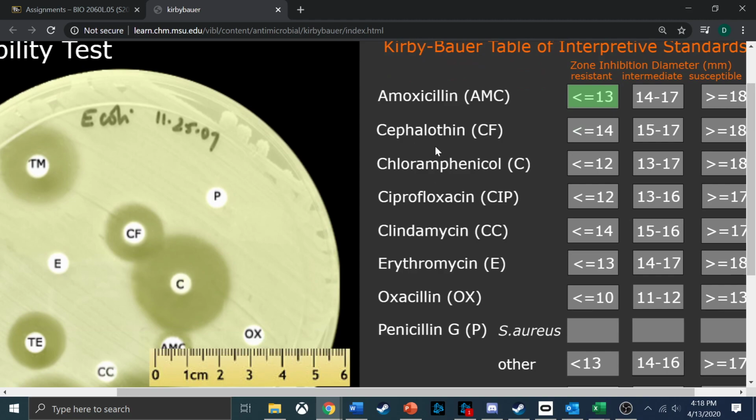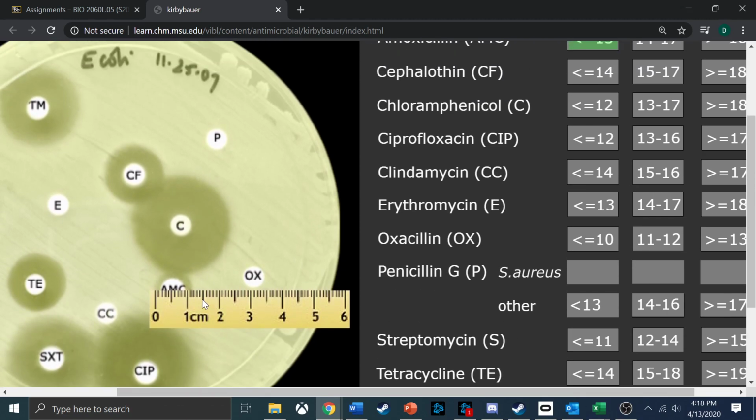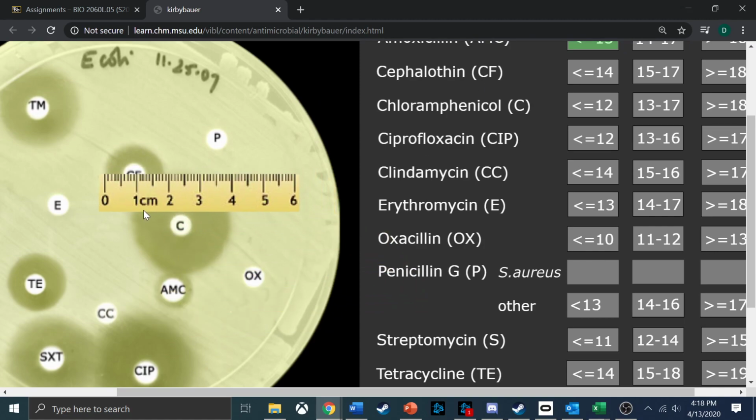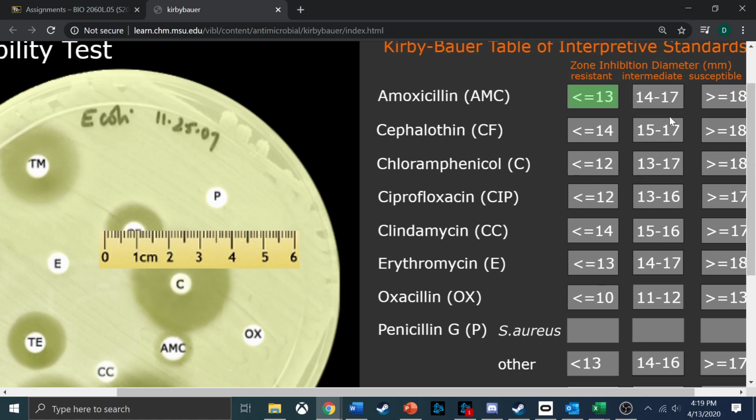If we check cephalothin, which is going to be CF, we find the CF, we check it, and then we get our ruler, place it at one end of the zone of inhibition, and measure that. That gives us about 18 millimeters, okay? So that's greater than or equal to 18, which is susceptible. The bigger this zone, the more susceptible the organism is to this antimicrobial agent, okay?